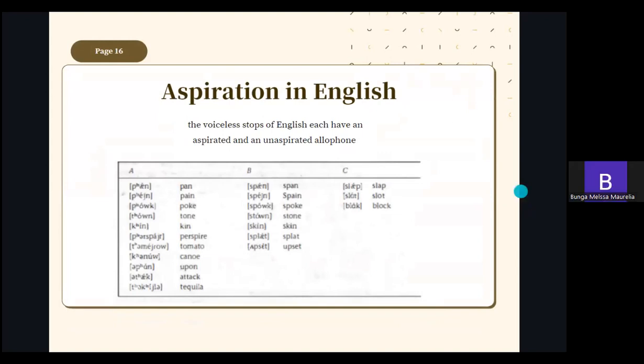Okay, the next subtopic is aspiration in English. The voiceless stops of English each have an aspirated and an unaspirated variant. Aspirated stops occur syllable initially, as we can see in column A, the word pen, which we pronounce as pen. On the other hand, we can see the unaspirated sounds in column B, like the word span. Next slide, please.